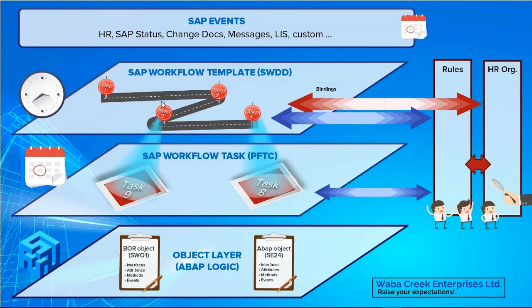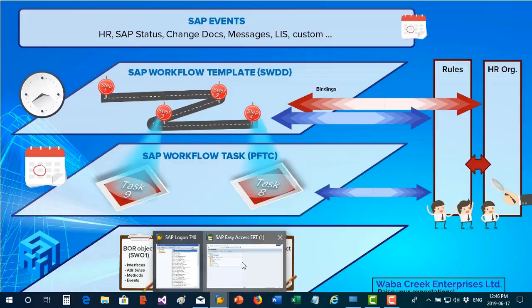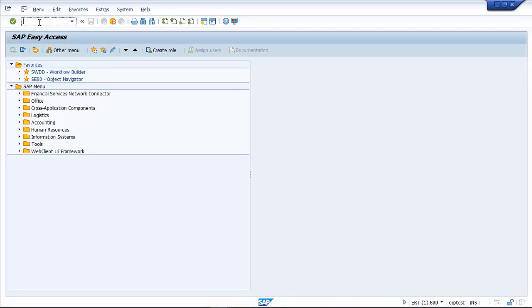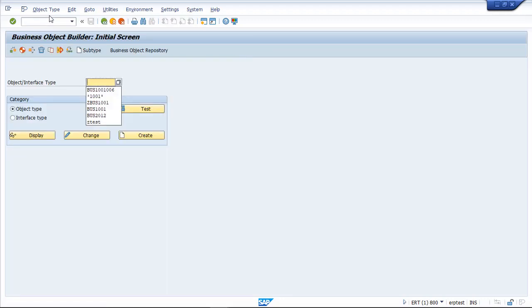So what we're doing today, I'm going to show you my background graphic here, is we're taking the step 3 route. We'll take the step in the workflow template and we'll bind it to a task. The task is then bound to a method on a business object stored in the business object repository. I'll show you all this in the SAP GUI, and we'll start in the business object repository, also known as the BOR.